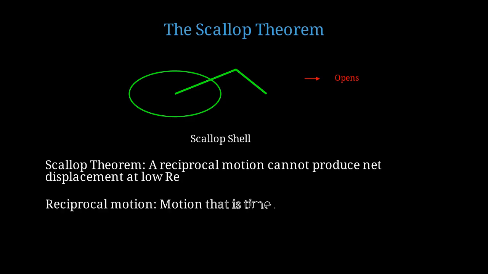A reciprocal motion is one where, if you play a video of it backward, it looks exactly the same as playing it forward, just in reverse order. If you expand in step 1 and contract in step 2, the fluid flow during expansion exactly cancels the flow during contraction. You end up exactly where you started.